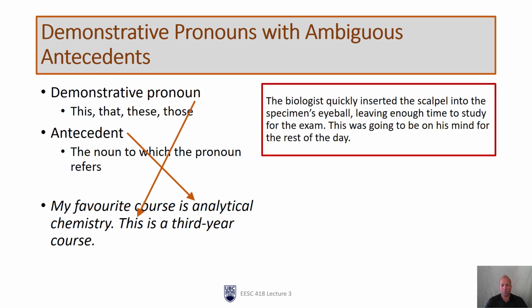Where we run into problems is when we have multiple nouns in the first sentence and it's no longer clear which of these is the antecedent. In other words, if you look at the example I've got here in red, the biologist quickly inserted the scalpel into the specimen's eyeball, leaving enough time to study for the exam. This was going to be on his mind for the rest of the day. What does this refer to? Is it the scalpel, the eyeball, the exam, the act of studying? We really don't know, and it's impossible to say.